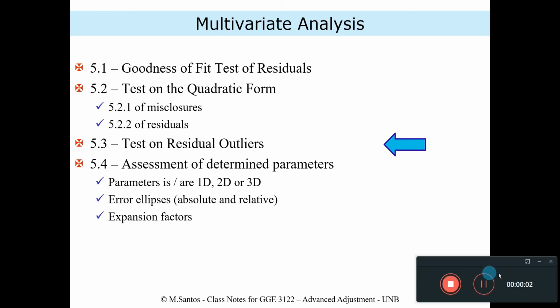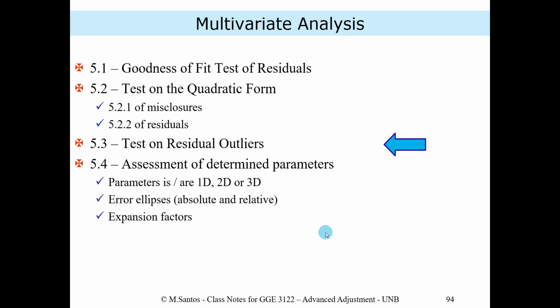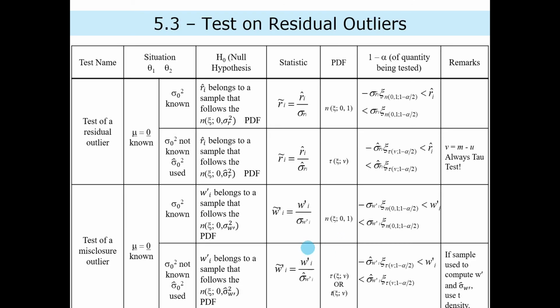So let us now talk about tests on residual outliers. Tests on residual outliers will follow the same mechanics as with the test on observation outliers that we discussed before, the adjustment. The difference here is basically that we are going to have now the mean value of the population is known.